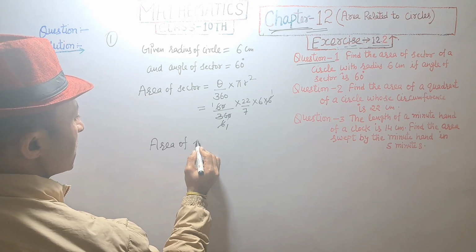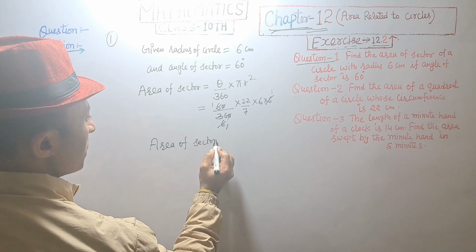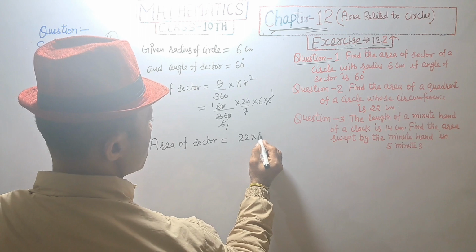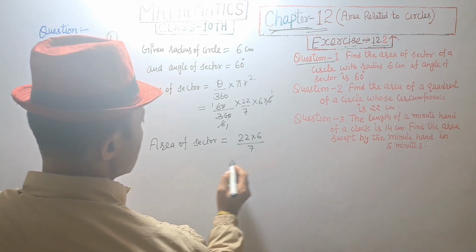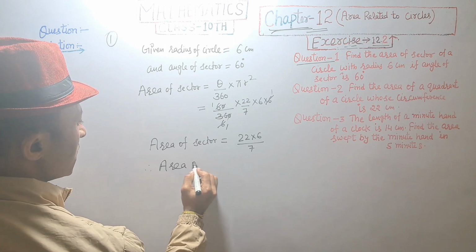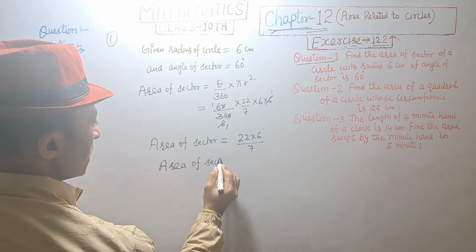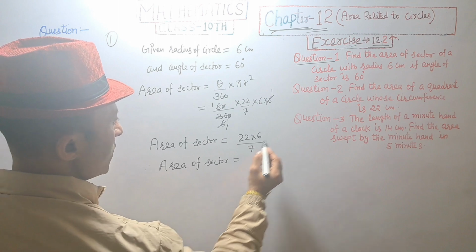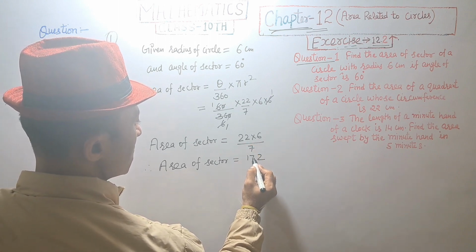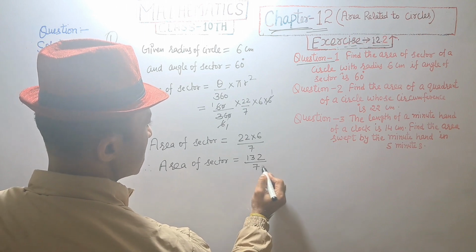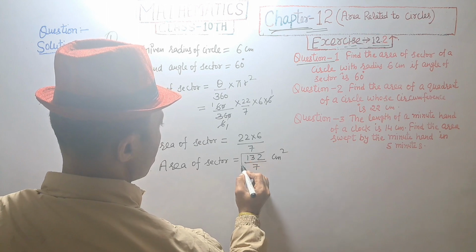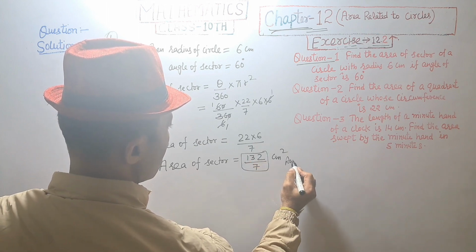Area of sector is equal to 22 into 6 divided by 7. So area of sector is equal to 2 6 are 12, 2 6 are 12 plus 1, 13 divided by 7 centimeter square. Answer.